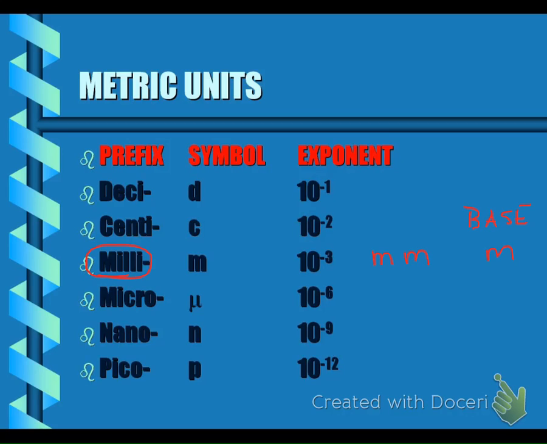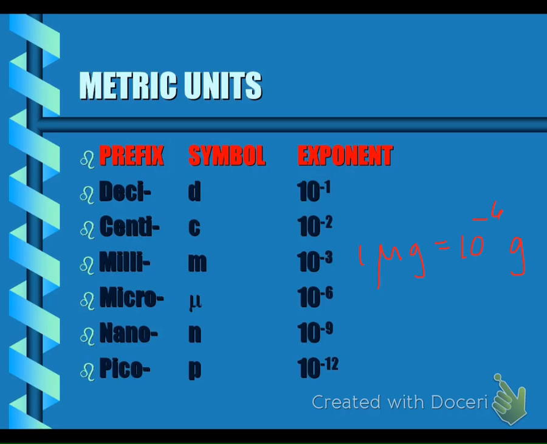Let's try writing an equality with one of these prefixes. Let's write an equality for the relation between a microgram and a gram. We want to put the 1 with the prefix portion, so it would be 1 microgram equals 10 to the minus 6 grams.